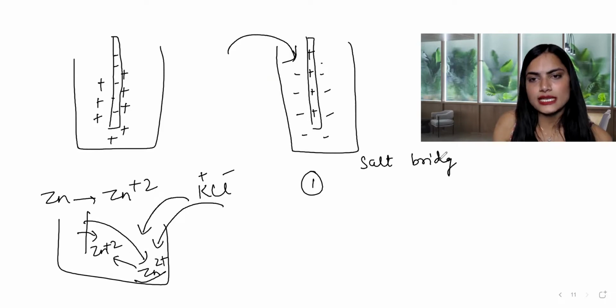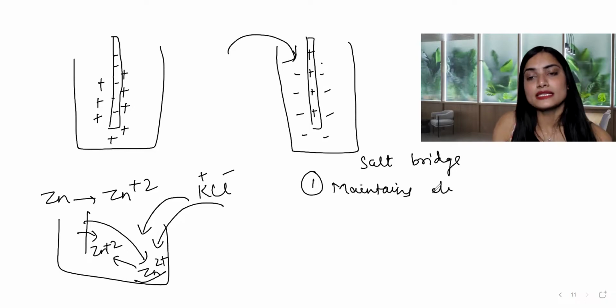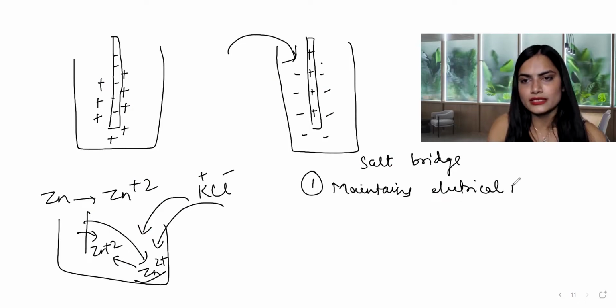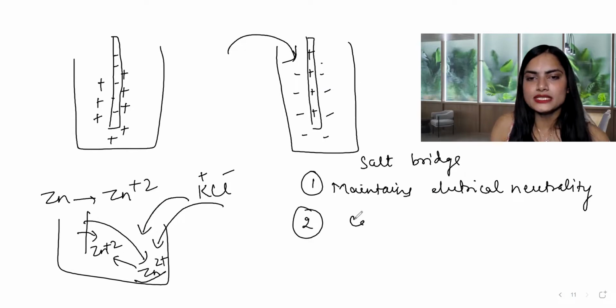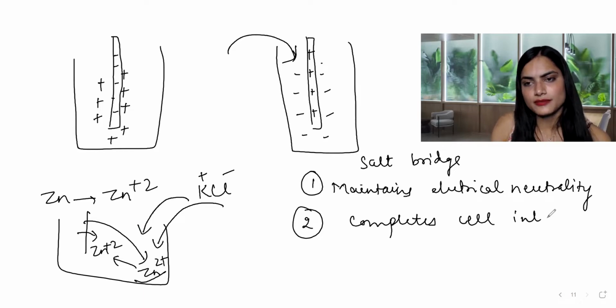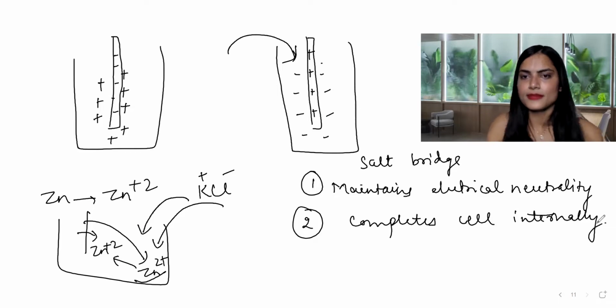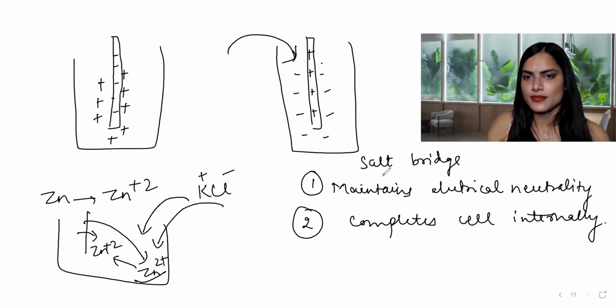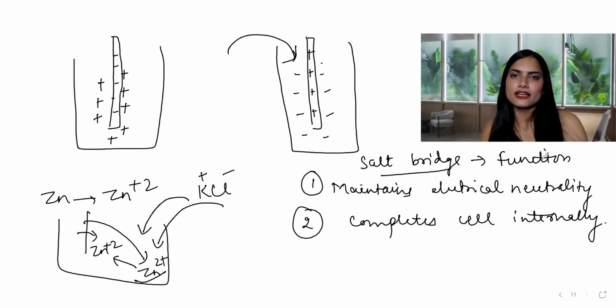It maintains electrical neutrality. And secondly, it completes the cell internally, right? And as I explained you that what is a salt bridge, this is the function. This is the function of salt bridge, what salt bridge is doing. And I've explained you in the very beginning also that what is a salt bridge.